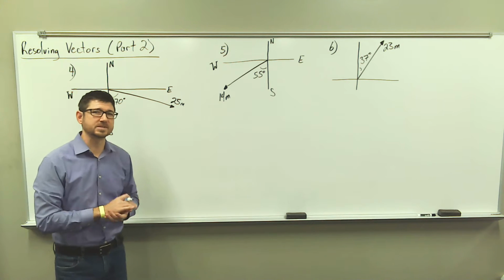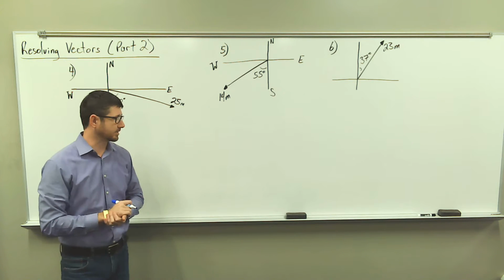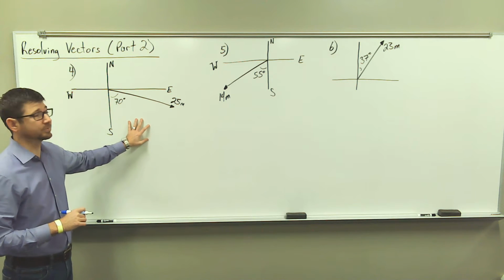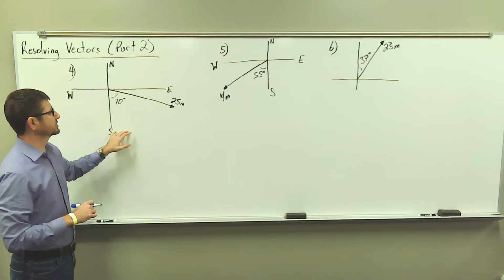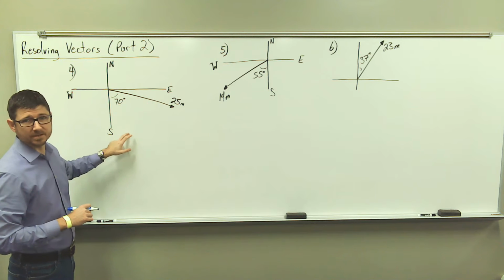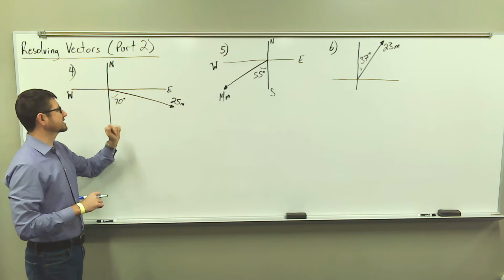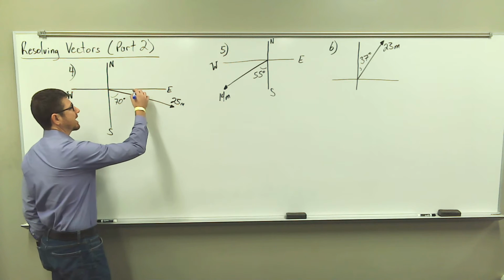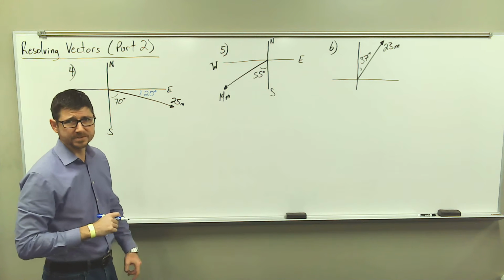And remember, the first step is to always ask yourself, do I have the reference angle? Well, in this case, no, we do not. So our reference angle, the degree measure between the x and the y-axis here in the 4th quadrant, is 90 degrees. So 90 degrees minus 70 degrees, we're going to have a 20-degree reference angle.